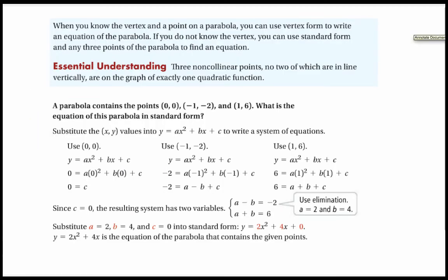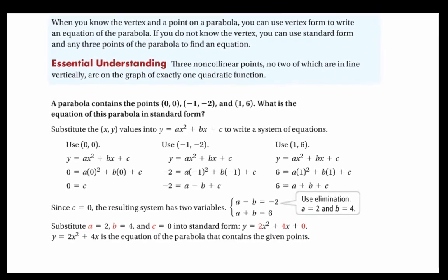If we know the vertex and a point on a parabola, you can use vertex form to write an equation of the parabola. If you do not know the vertex, you can use standard form and any 3 points of the parabola to find an equation. 3 non-collinear points, no 2 of which are in line vertically, are on the graph of exactly one quadratic function. So here we have an example.